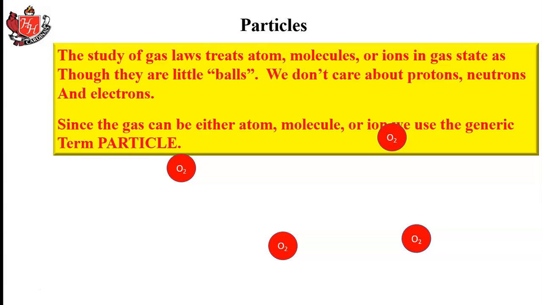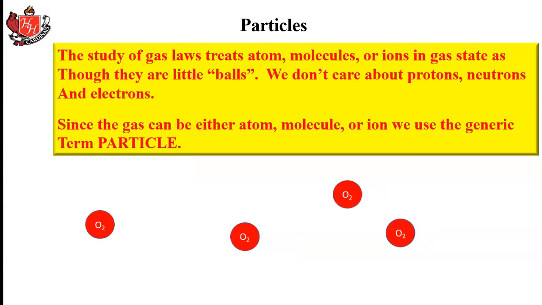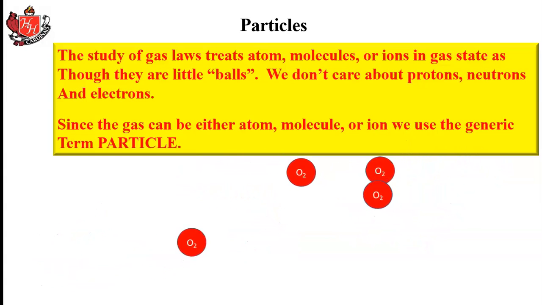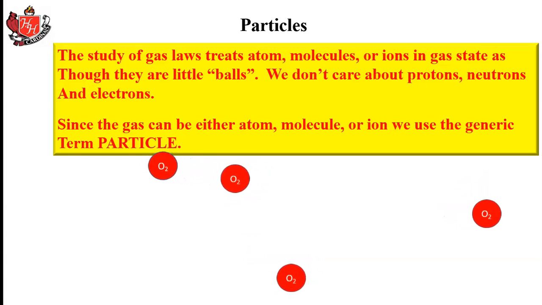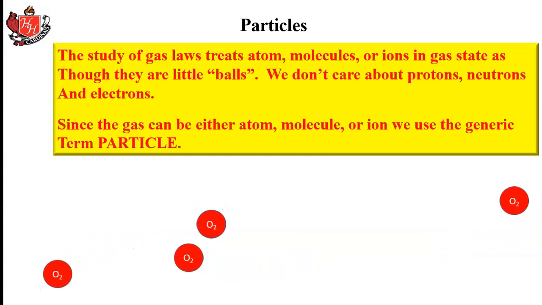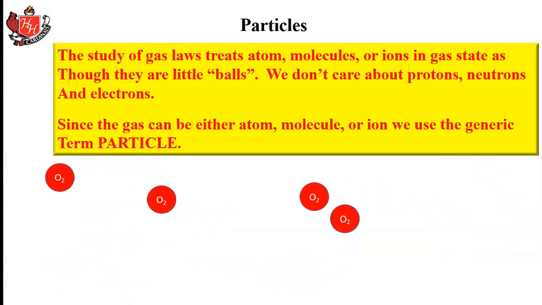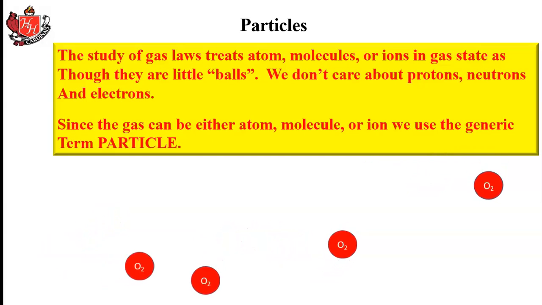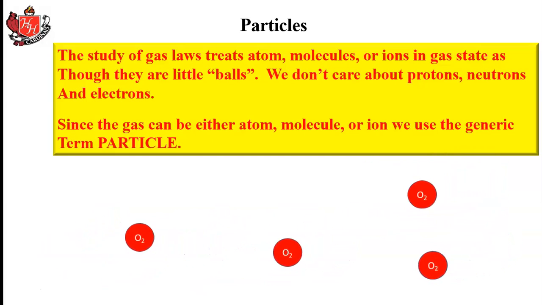So the study of gas laws treats atoms, molecules, and ions in gas state as though they were little balls. In other words, we don't care about protons, neutrons, and electrons. Since the gas can be either an atom, molecule, or an ion, we just use the generic term particle. We just call it a particle rather than saying atom, molecule, or ion. So we're going to just treat O2, even though we know it has two oxygen atoms covalently bonded together by a double bond. We've talked about that. We don't care about all that. We just care about, in this case, when talking about gases, is that these oxygen molecules are going to be separated, and so they're going to be flying around kind of randomly like this.